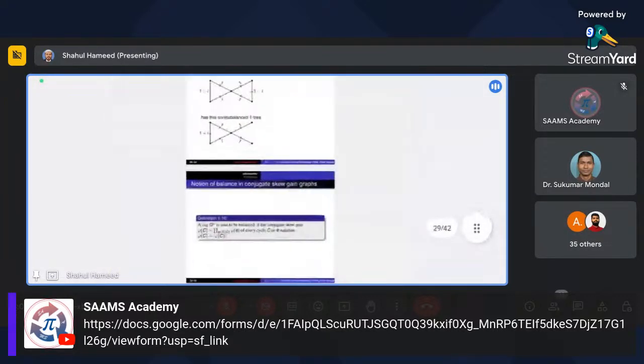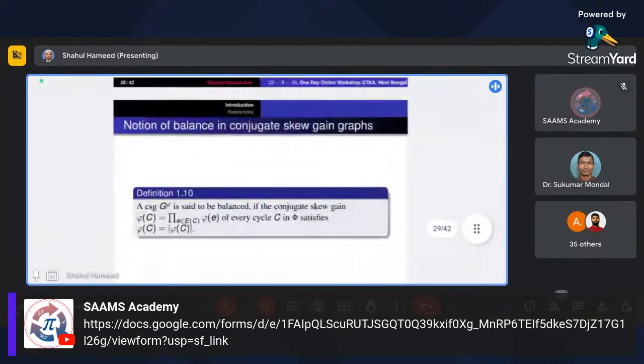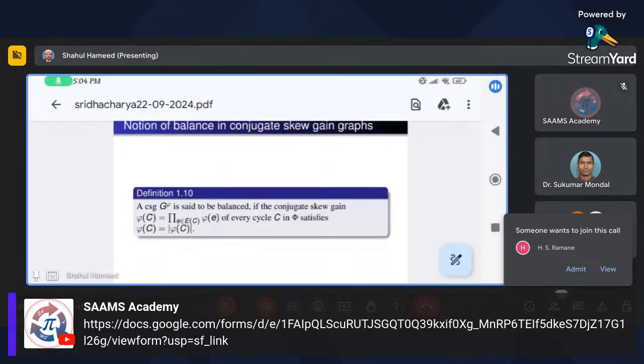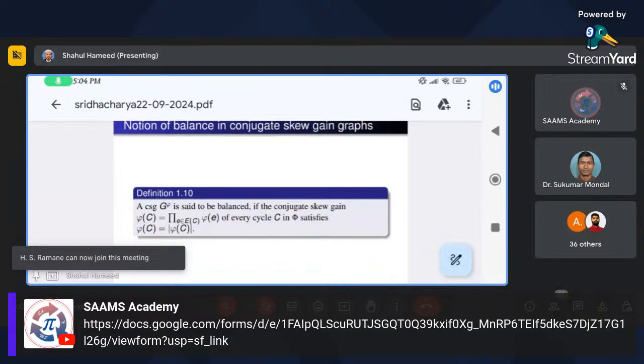Let me move on to some important content: the notion of balance in conjugate skew gain graphs. In mathematical sociology or social network analysis, we have hatred relationships as well as friendship relationships. That's modeled by signed graphs. In gain graphs, you can have weights generally from a group.